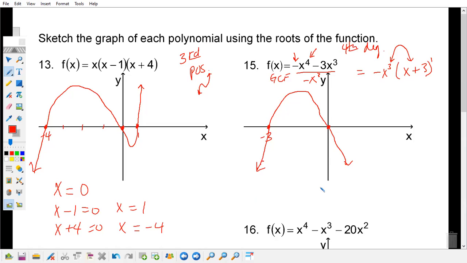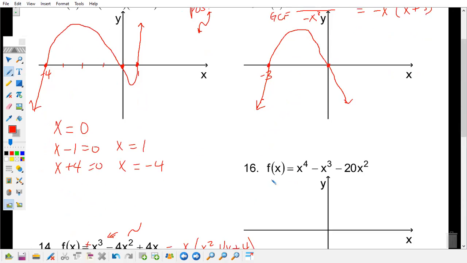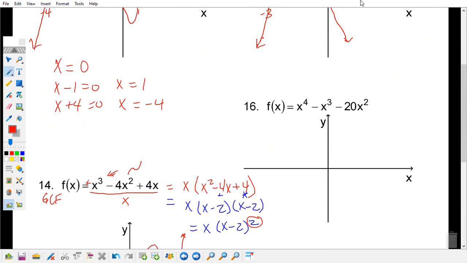Okay, it's almost a quadratic, but not because it has a flattening. All right, 16. So 16, you're going to do it from start to finish. You're going to factor. You're going to identify how it starts and ends and attempt to draw a sketch. If you're not confident, use a pencil.